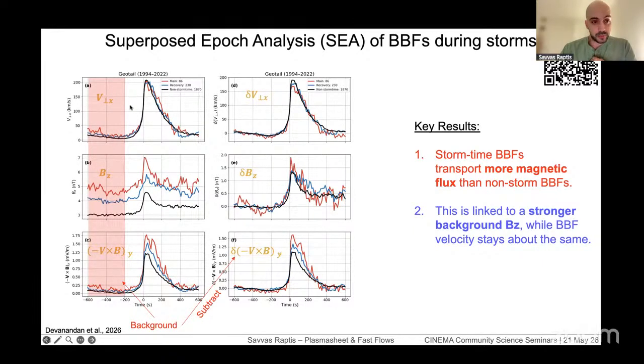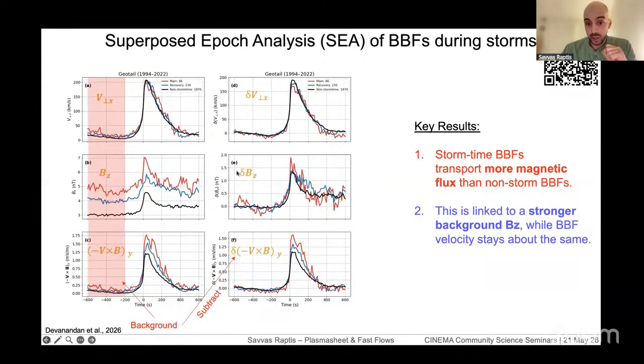So you see that the velocity more or less reaches 200 kilometers per second. The magnetic field is clearly elevated before and after the BBF, which is a characteristic we found again for the storm time plasma sheet in general, and the EY is elevated.